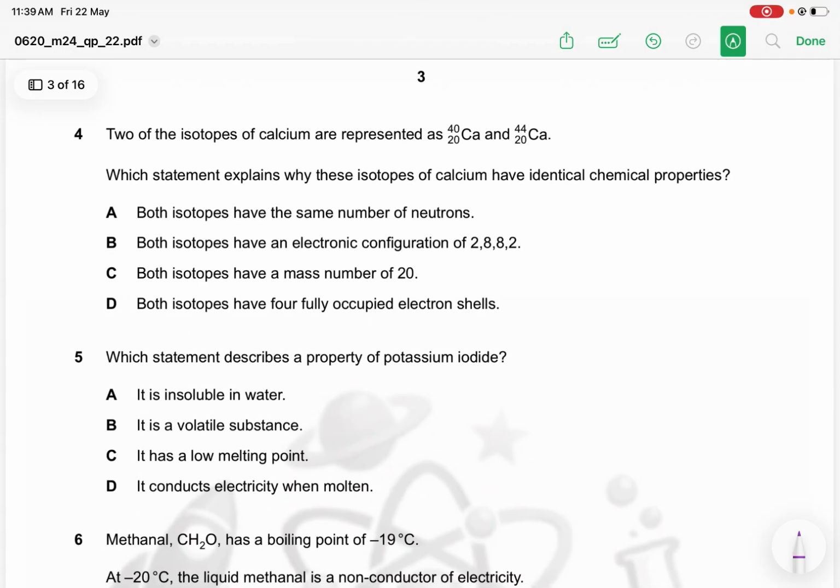Next, two of the isotopes of calcium are represented as calcium 40 and calcium 44. Which statement explains why isotopes of calcium have identical chemical properties? So why do isotopes have the same chemical properties? It is because they have the same atomic number. So the number of electrons is also the same, and the electronic configuration is the same. Both isotopes have the same number of neutrons. No, they have different neutron numbers. Both isotopes have an electronic configuration of 2882. Yes, because both of them have the same atomic number. So B is the correct answer.